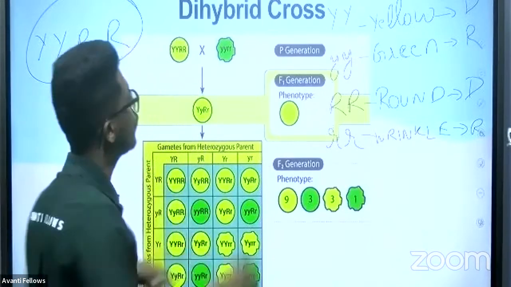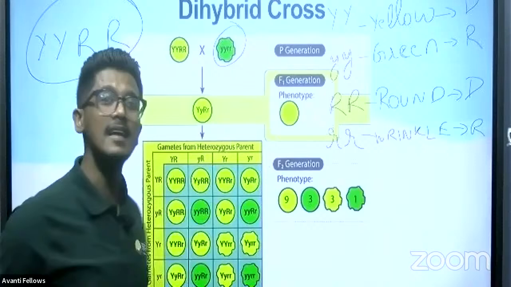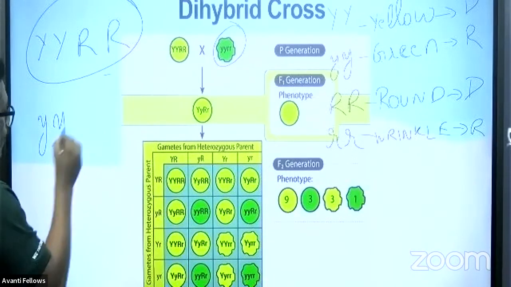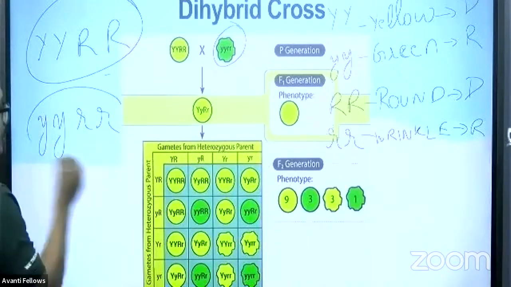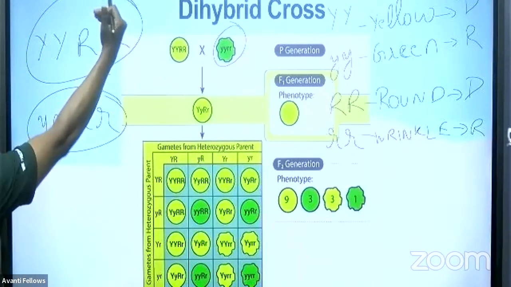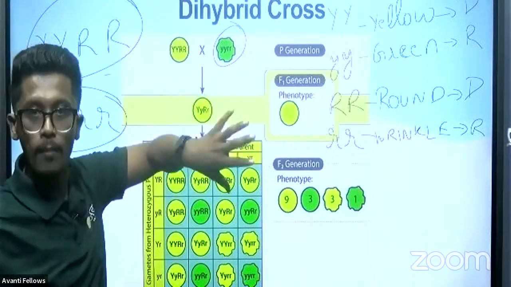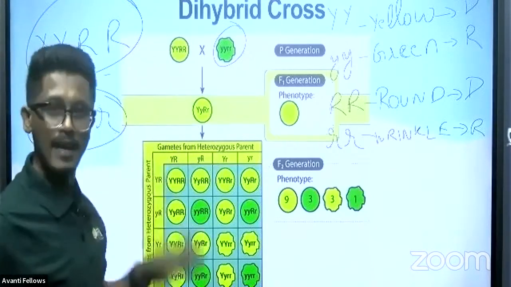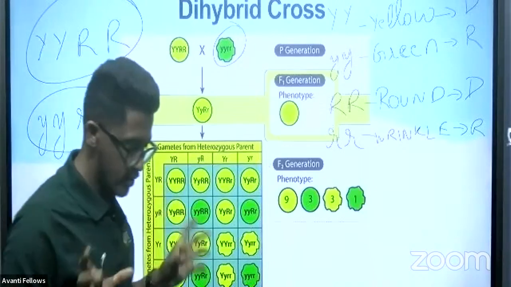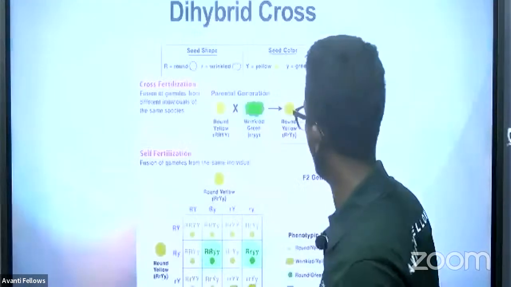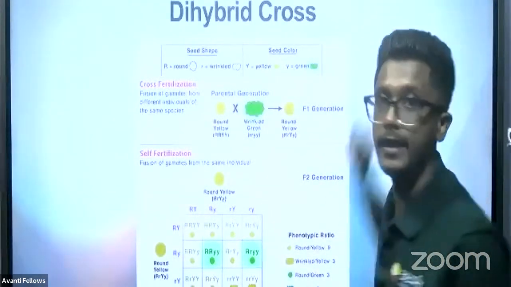Clear? Next, we have the recessive type. If I say green and wrinkled, then it will be small y, small y, small r, small r. So this is the homozygous pure allele. You have round and yellow, and then you have wrinkled and green. So these are the 2 parents we take. So when we take parents, how do we conduct the cross here? I will write it here.